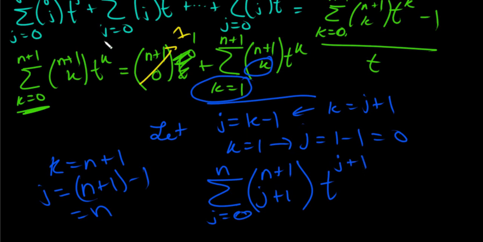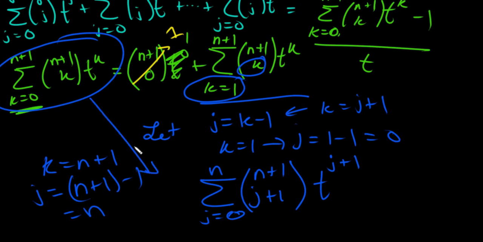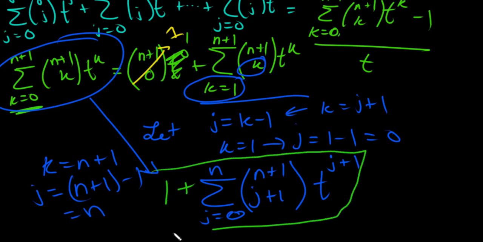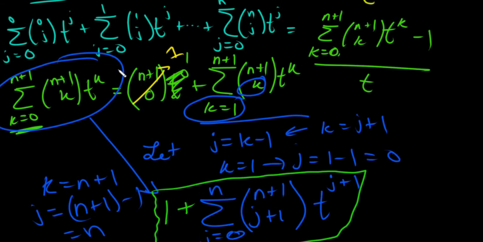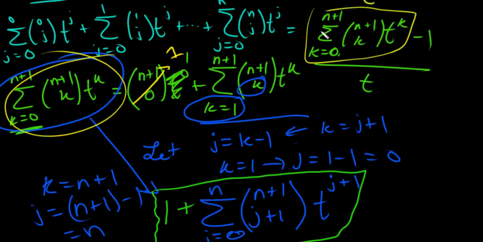And it looks like this whole thing simplifies, let me change color, I shouldn't be using all this blue, to 1 plus the sum from j equals 0 to n of n plus 1 choose j plus 1 times t to the j plus 1. Okay, let's substitute that back. See, I've been messing with this guy the whole time. Let's substitute this guy back into this part of the equation.